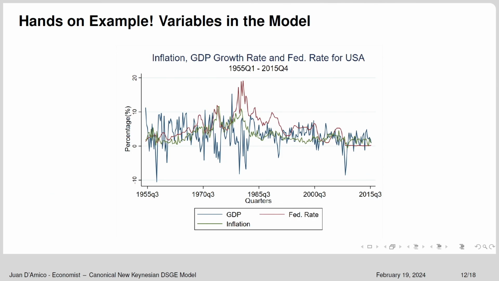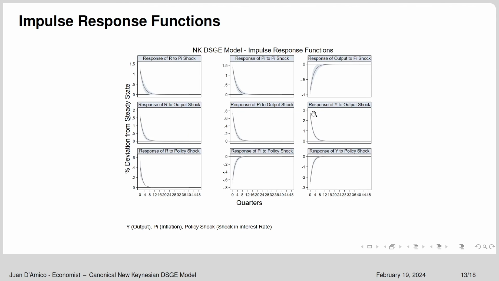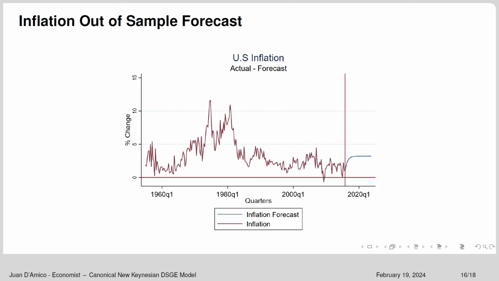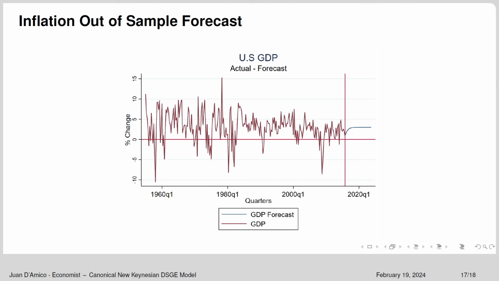Now, what is next? Well, in the next section, we're going to be looking at a hands-on example. We're going to be using inflation, growth rate, and the Fed rate for the US. We are going to be producing the impulse response functions and doing the analysis. And we're going to be producing some out-of-sample forecasts. So if this is something that interests you, please click the link in the description.